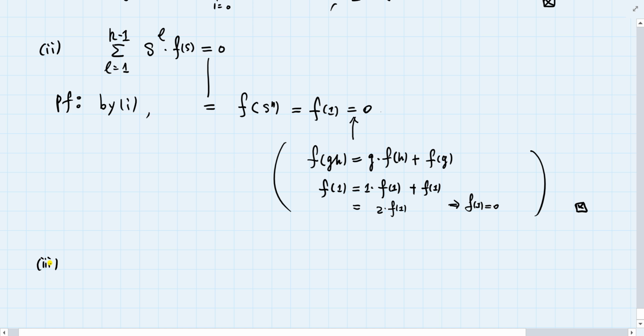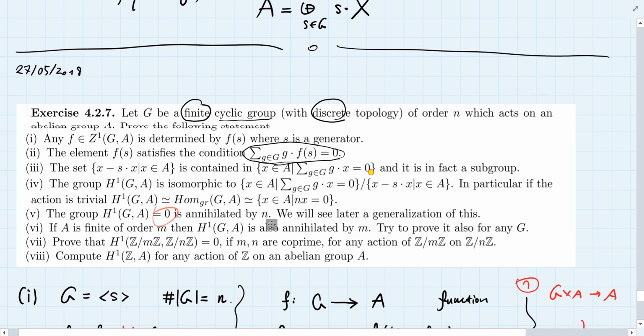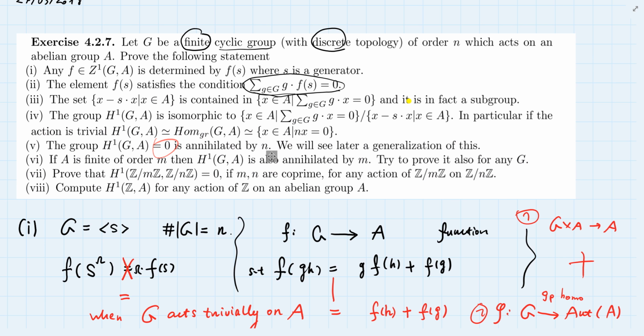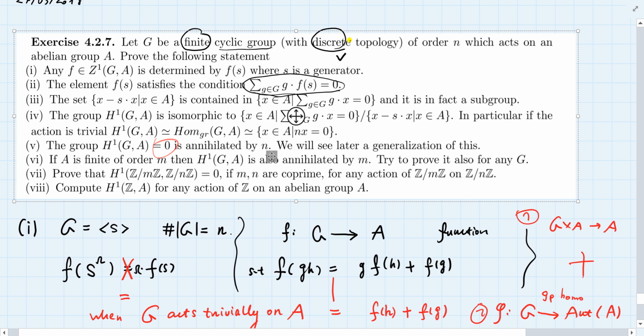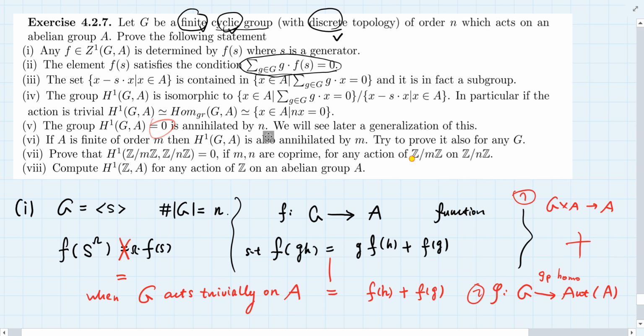For the third, we have to say this is a very easy case, since we are firstly dealing with discrete topology. Secondly, it's finite and cyclic. You see, they're both very restricting conditions, so it's a very easy case. You just have a flavor of what is going on, what is happening.